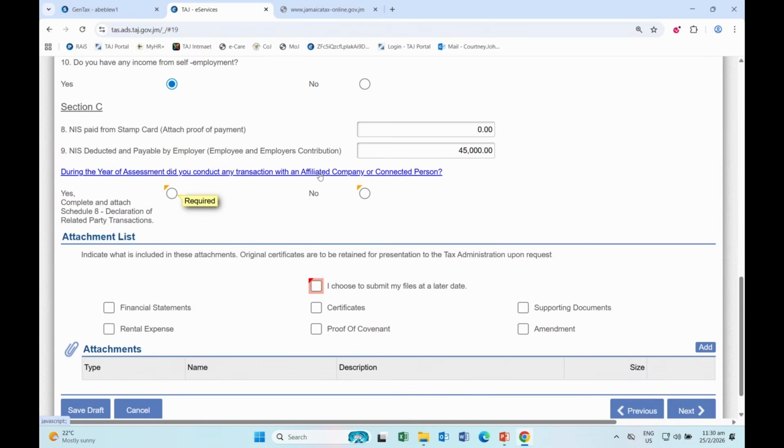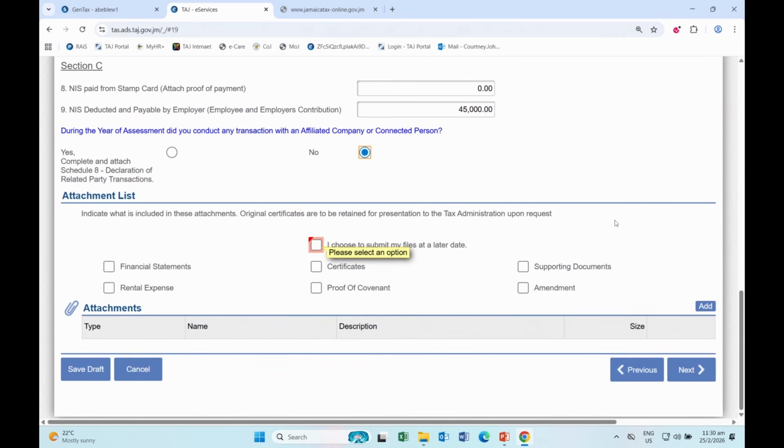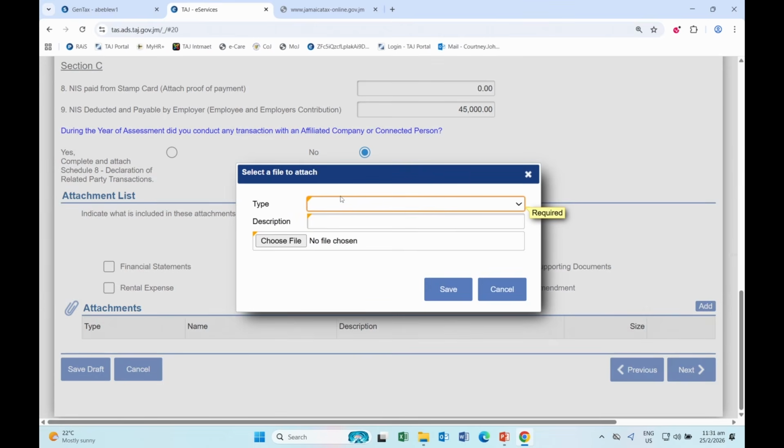Now, there was no connection with any affiliated company throughout the year, so we're going to use no here. Now, at this point in the return, remember we spoke of P24s, income statements, anything that had to do with expenses or donations. Those attachments would be required at this point.